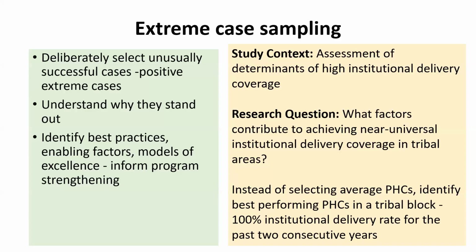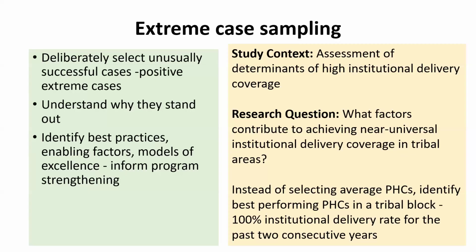So again, instead of just selecting your PHCs or sub-centers randomly, you will not select any average PHC, but you will select the best performing PHCs in your block. Might be you will have a criteria that in the past 2 years, let me identify all the PHCs who are reporting 100% institution delivery in their catchment area, and then find out what are the factors which have led to that success.